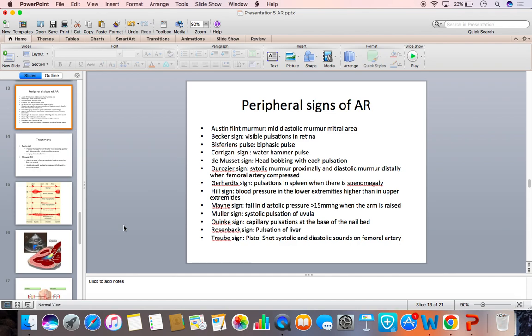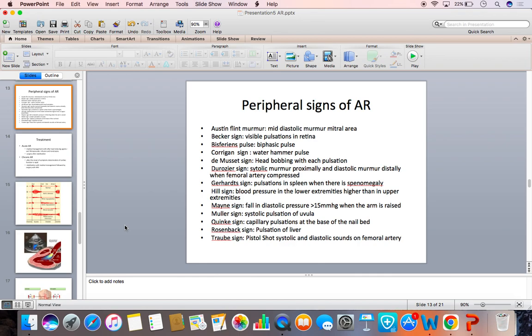Quincke's sign, capillary pulsation at the base of the nail bed. Rosenbach's sign, pulsations of the liver. Traube's sign, pistol shot systolic and diastolic sounds on the femoral artery. So these are the peripheral signs named after so many names, whose specificity and sensitivity is very poor.